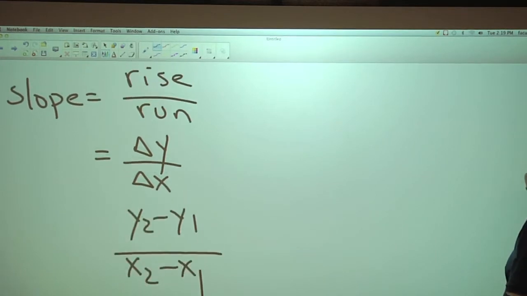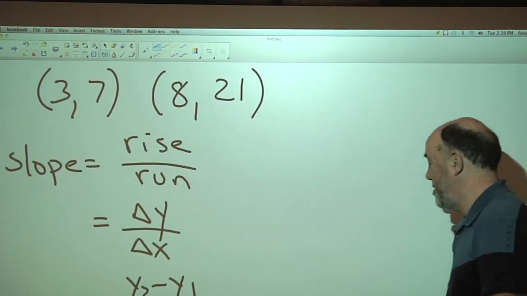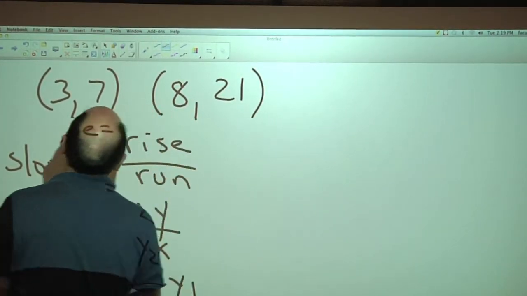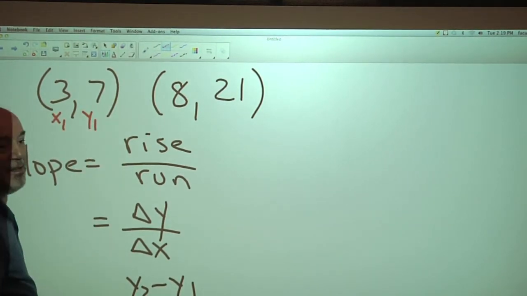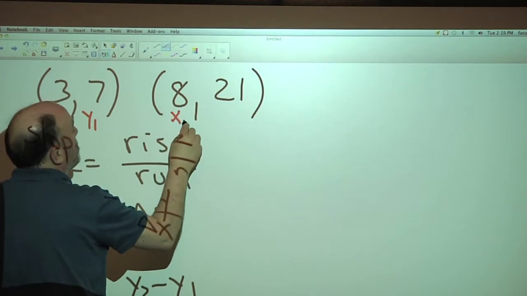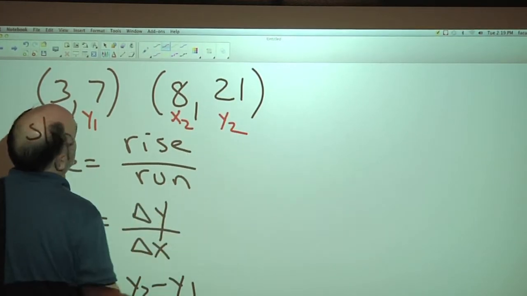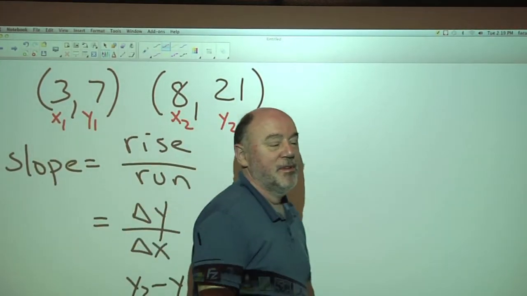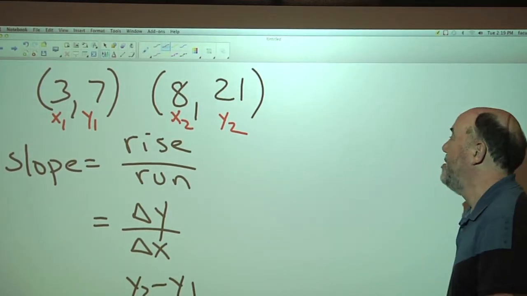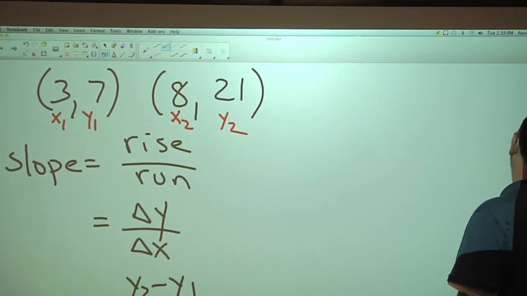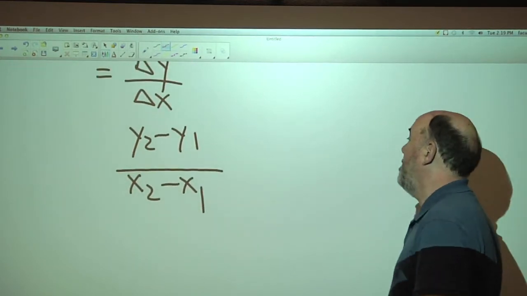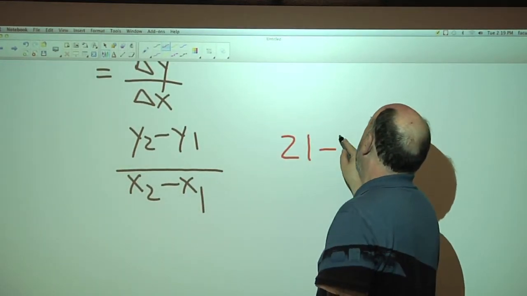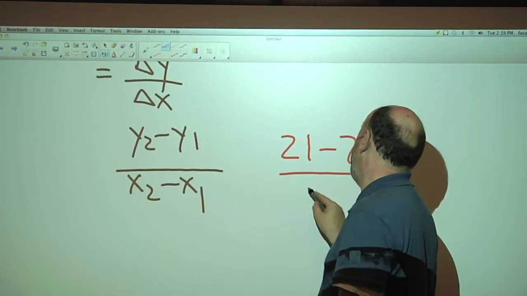So, for example, we go back up to my points. If I call this point x1, y1, and I call this point x2, y2, I take those numbers and plug them into my equation. We get 21 minus 7 over, what was it, 8 minus 3?